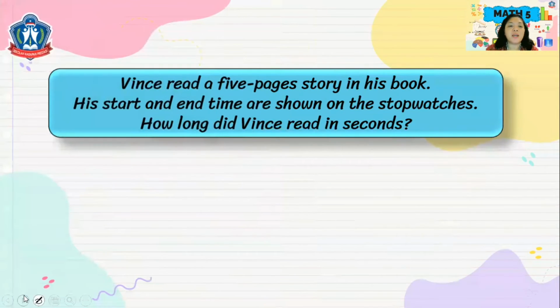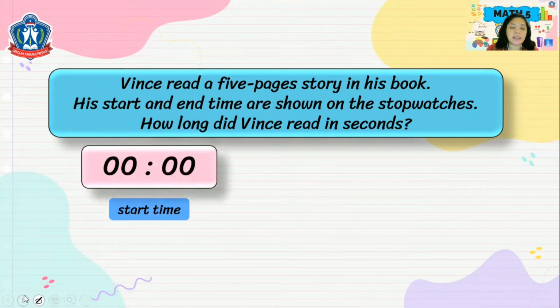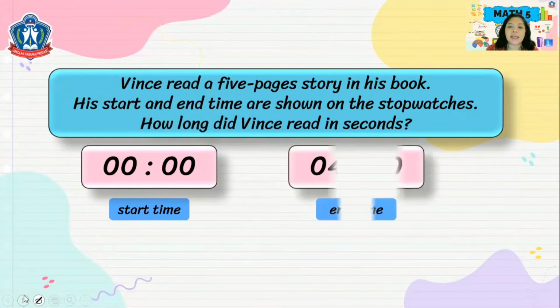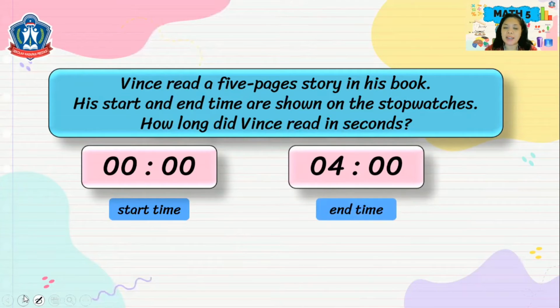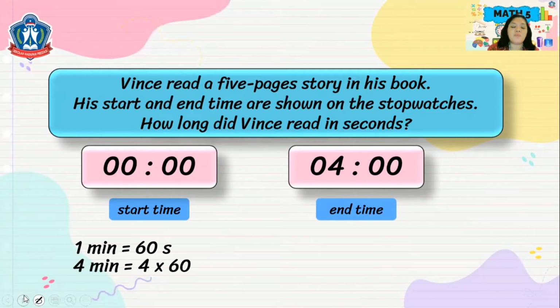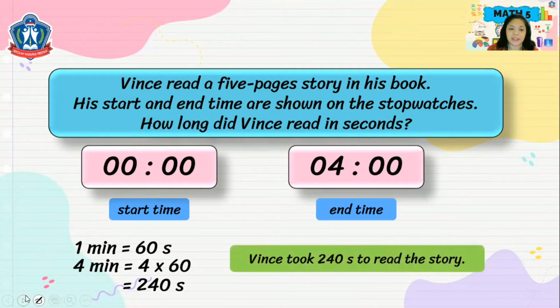Another problem. Vince read a 5-page story in his book. His start and end times are shown on the stopwatches. How long did Vince read in seconds? This is the start time, so it's still 0. And this is the end time, so it means 4 minutes passed. So Vince read the 5-page story for 4 minutes. How long is 4 minutes in seconds? Remember that 1 minute is equal to 60 seconds. So we simply multiply the 4 minutes by 60, and that is 240 seconds. So Vince read the story for 240 seconds.